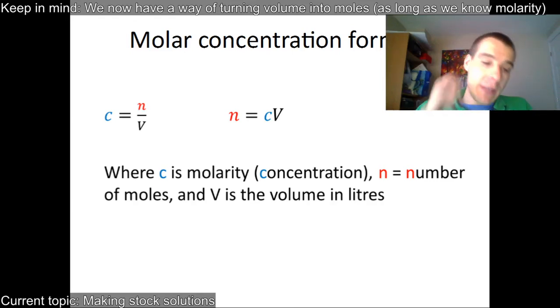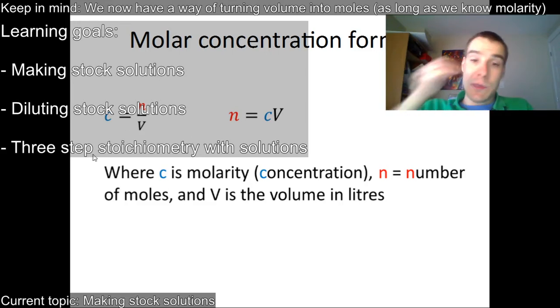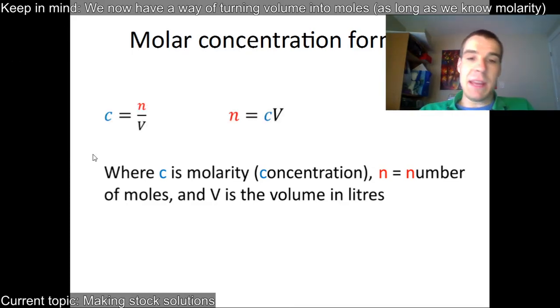All right, grade 11 chemistry. This is stoichiometry in solutions. We're going to talk about three things today: making stock solutions, diluting stock solutions to make whatever solution you want, and then three-step stoichiometry using solutions. So just a lot of math-based practice problems, and they're all going to be based on this formula, C equals n over V.